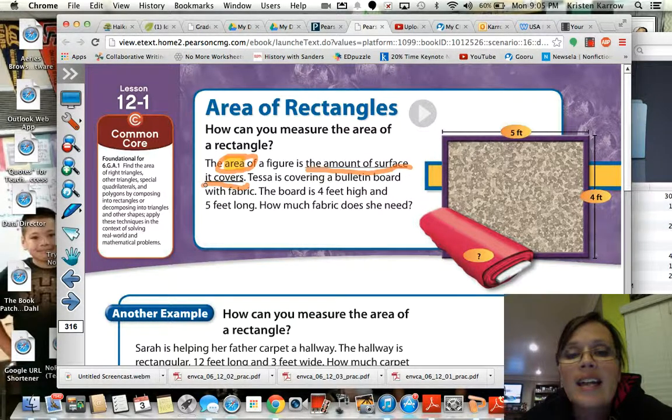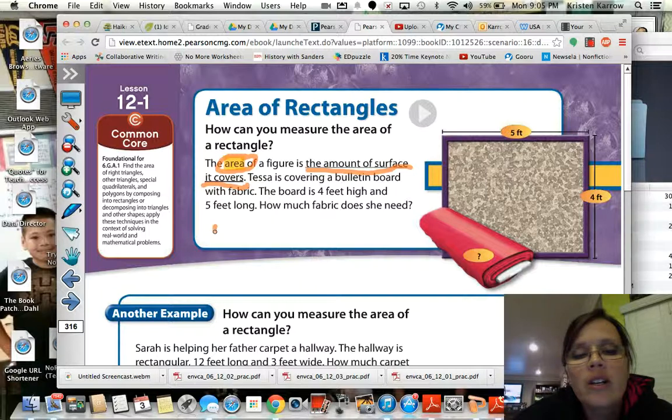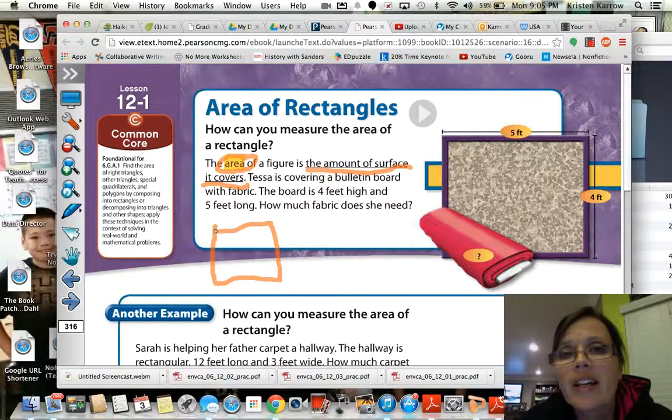It says it right here, but it is the figure. So we're going to look at a 2D figure, a flat figure, a flat shape, and we're going to talk about how much surface it covers. So one thing I want you to keep in mind, area is different than perimeter. If I tell you to go out and run a lap on the field, you are going to run the perimeter of the field, right around the grass, right? And that would be the perimeter.